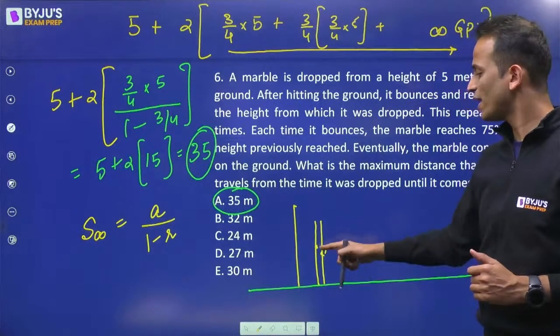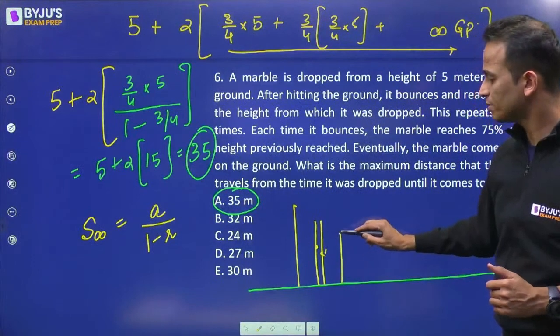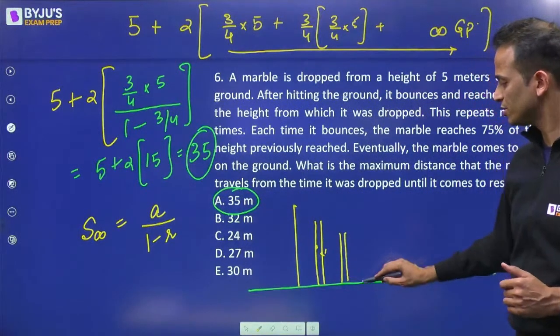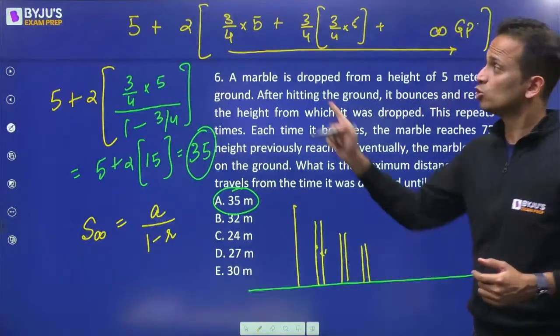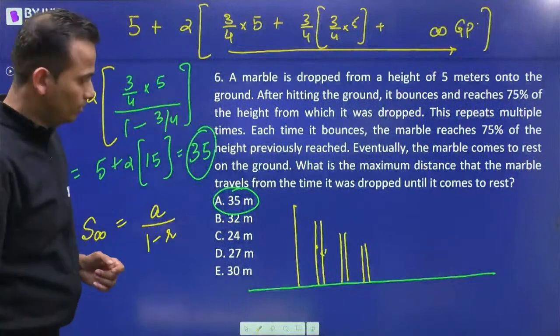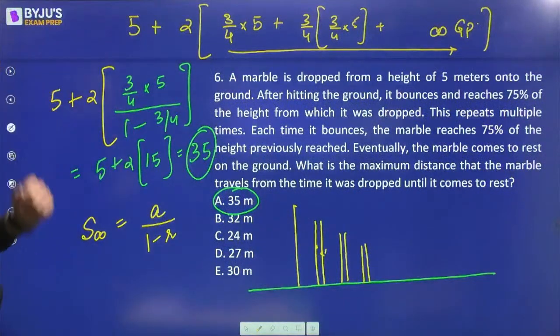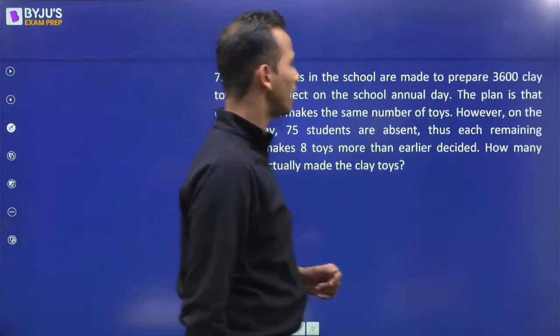So that is why I have doubled this. Then after rebounding, it will go up and come down by the same distance, go up and down by the same distance, and so on. So that is why multiply by 2. So answer is option A, 35 meters. Let's move on and look at the next one.